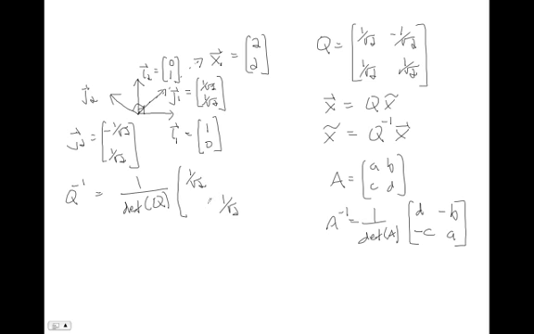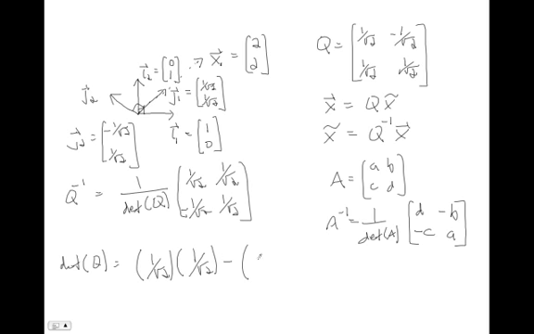And then I minus the off diagonal, so this becomes 1 over square root of 2, and this becomes minus 1 over square root of 2. So now I have to find the determinant of this matrix. So to do that, determinant of Q is equal to this times this minus this times this. So 1 over square root of 2 times 1 over square root of 2 minus 1 over square root of 2, 1 over square root of 2.